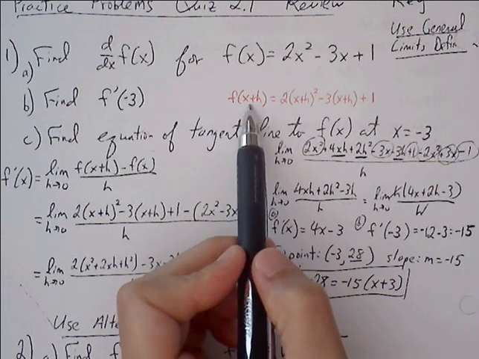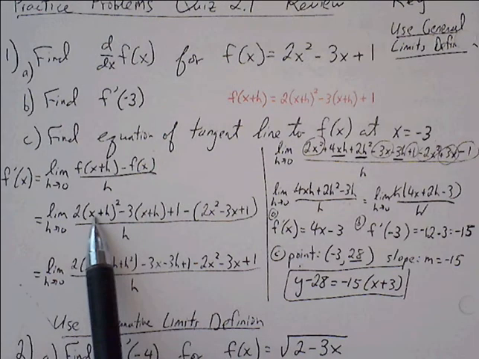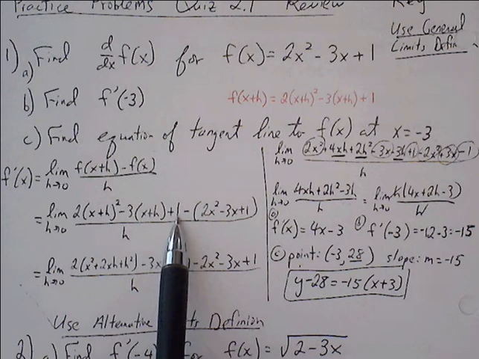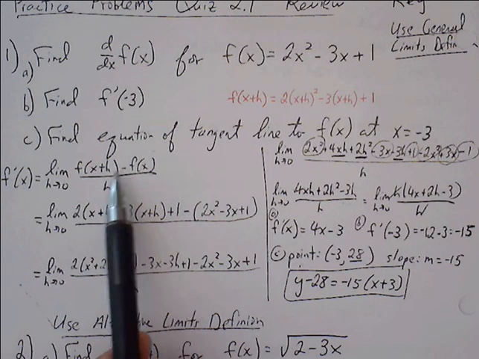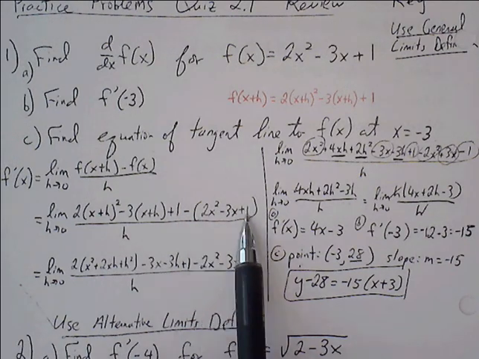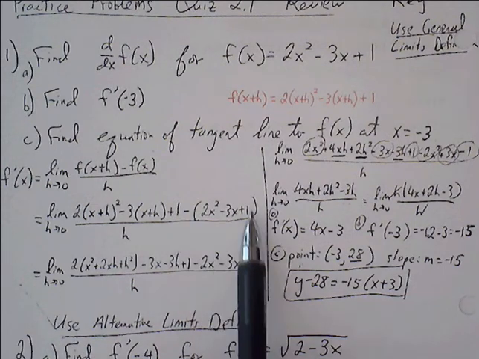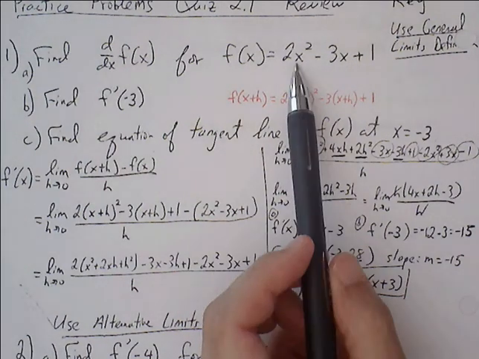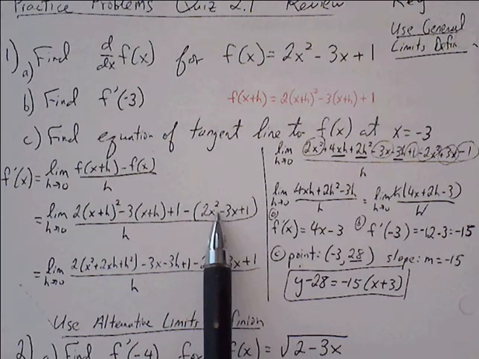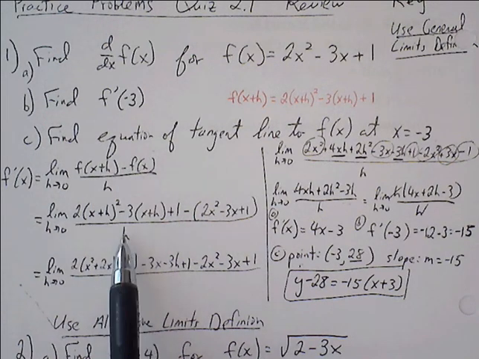Now we can replace f of x plus h with this full expression: 2 quantity x plus h squared minus 3 quantity x plus h plus 1. That replaces the f of x plus h, minus the original function. We'll put parentheses around the original f of x to remember that this negative will have to distribute to each of the terms. So minus the parentheses 2x squared minus 3x plus 1. We've replaced the numerators, got them out of function notation, and all over h.